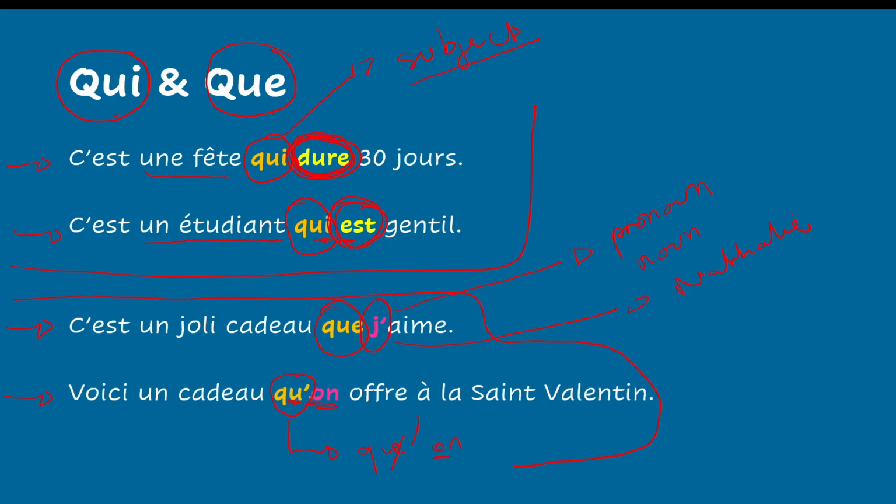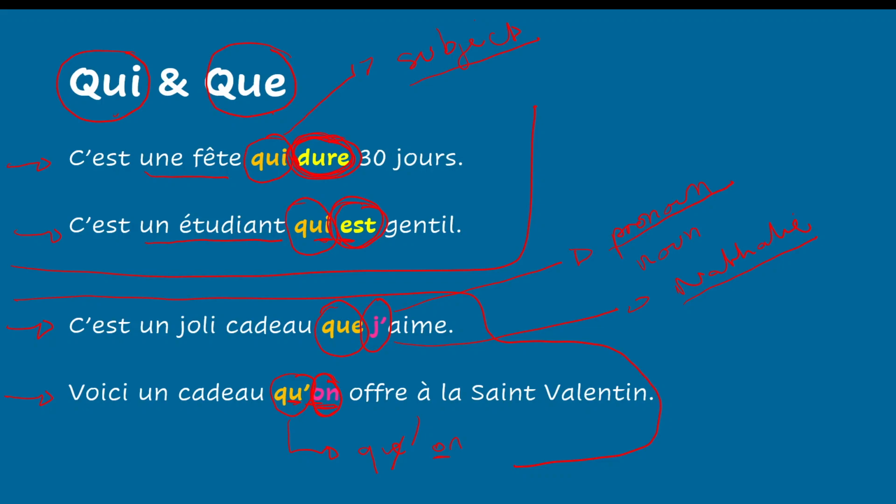Here, same thing. Voici un cadeau qu'on offre à la Saint-Valentin. Here is a gift that we offer at Valentine's Day. So here, on is a pronoun. Voici un cadeau que Nathalie offre à la Saint-Valentin. Here's a gift that Nathalie offers at Valentine's Day.